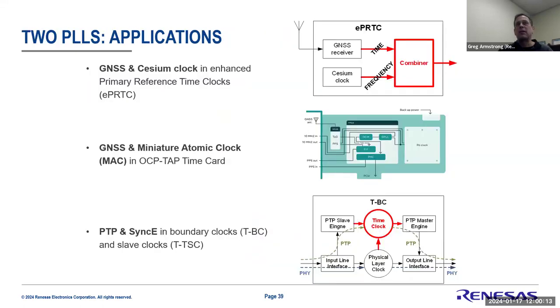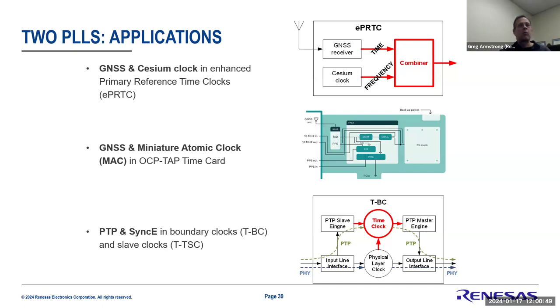We see it in the OCP TAP time card, where we're using these miniature atomic clocks, combining them with a GNSS receiver to try to get a good time source clock into the data centers. And we even see it in network distribution protocols, like in telecom, what they call a telecom boundary clock, where they basically take the benefits of physical layer synchronization and packet-based synchronization and combine them together to get an overall clock. And even that concept is used in things like White Rabbit, where they're trying to do the same.